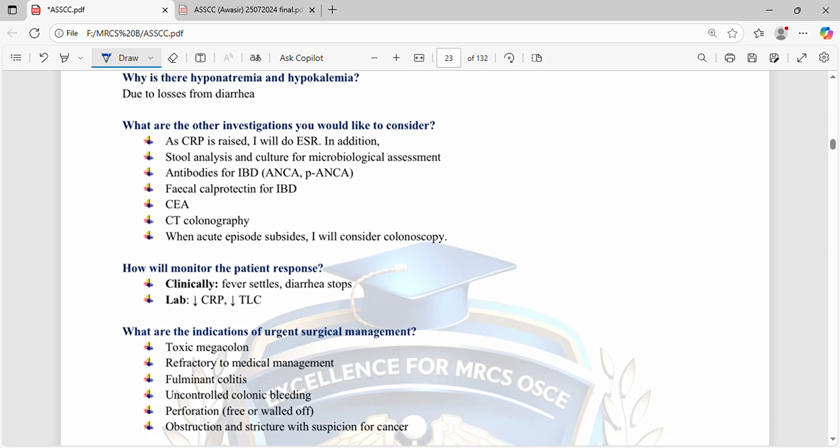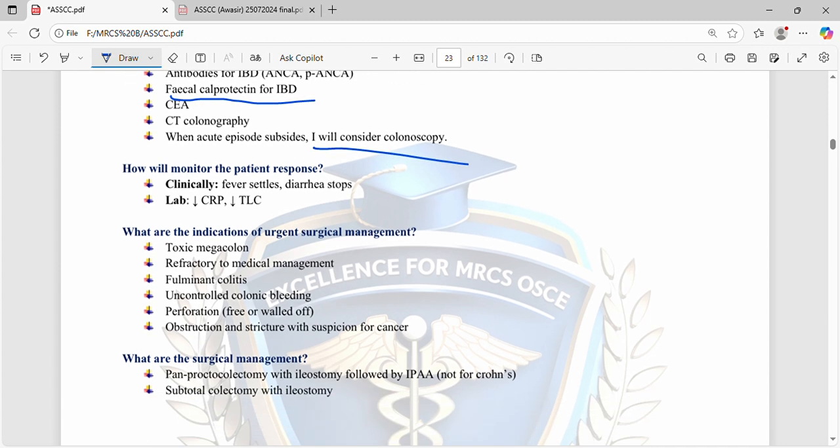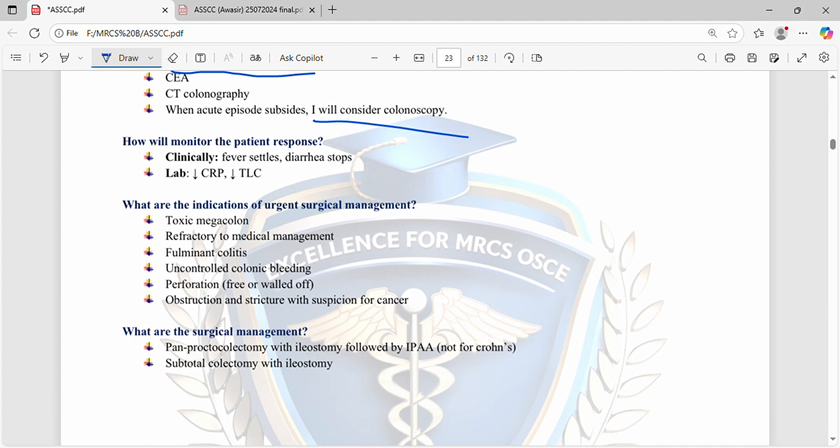Fecal calprotectin. Fecal calprotectin for IBD. Carcinoembryonic antigen, CT colonography. When the acute episode subsides, I will consider colonoscopy as well. How will you monitor the patient's response? Clinically, fever settles, diarrhea stops, and decreased CRP, decreased TLC.